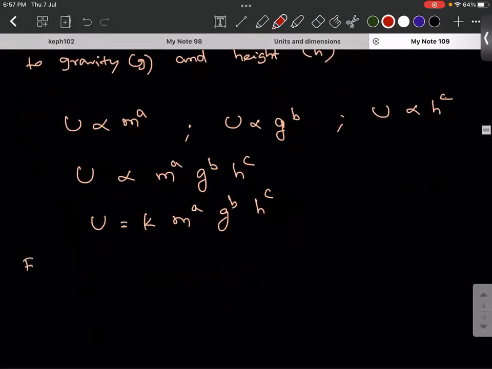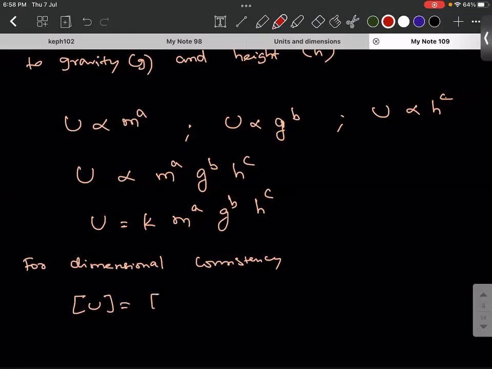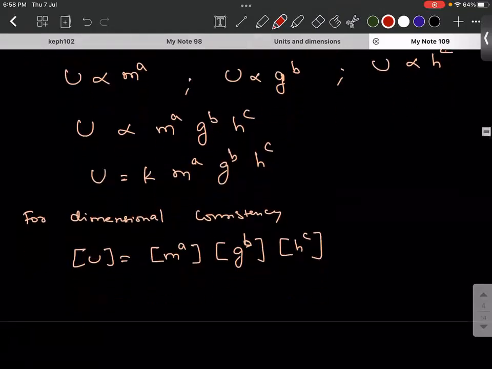So for dimensional consistency, what should happen? Dimensional formula of U is equal to, this time I'm skipping k, the dimensional formula of m power a into the dimensional formula of g power b into the dimensional formula of h power c. What is the dimensional formula of U? Energy has the same unit as that of work done. So it is M L square T minus 2.